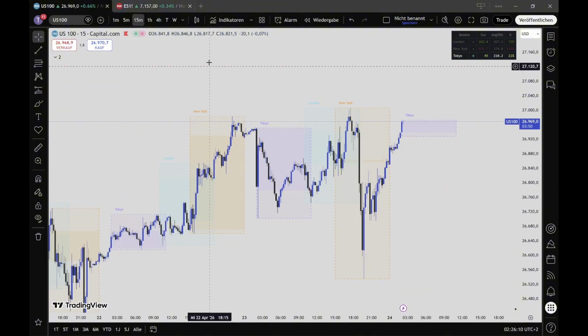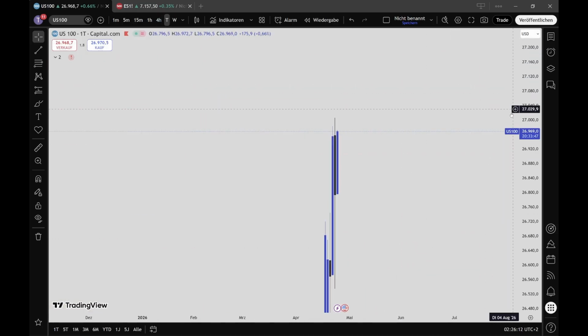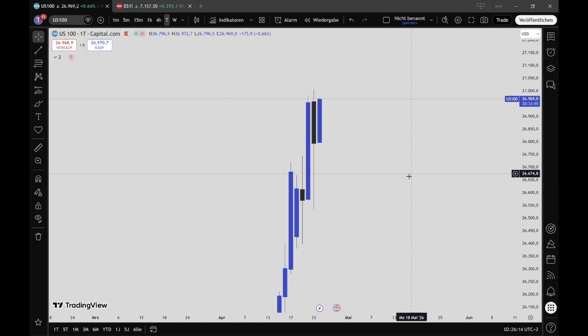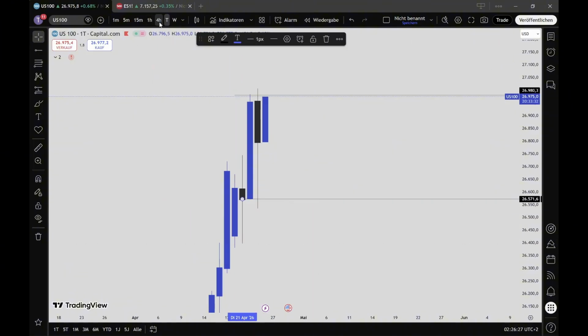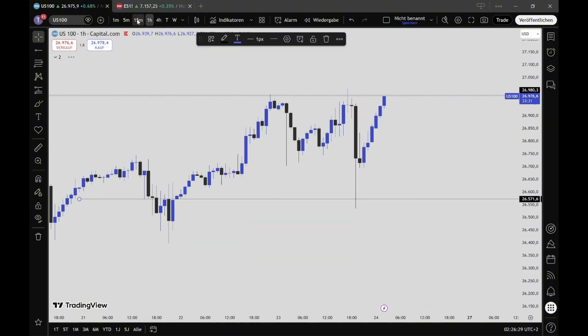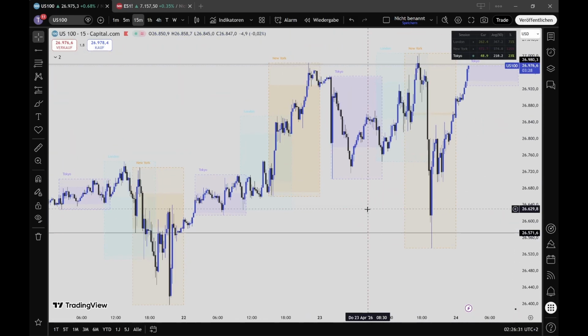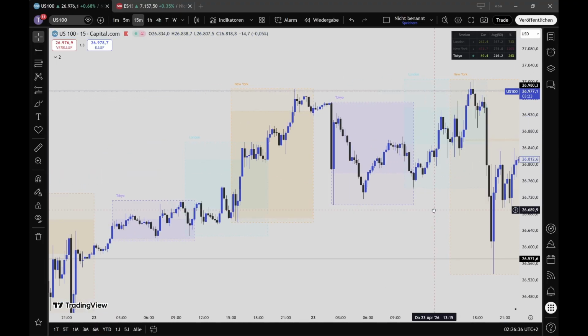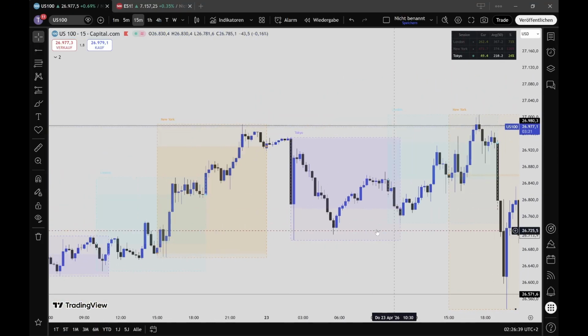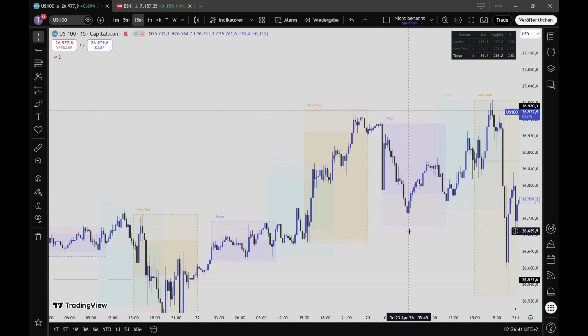Wait, let me delete this for you. So coming into the day, I was just marking out my previous day's high and previous day's low. This would be this candle here for the 22nd of April. So marking this out, going into 4 hour, dropping into 15 minutes here. So what can we see here? This was the price action here coming into April 23rd.